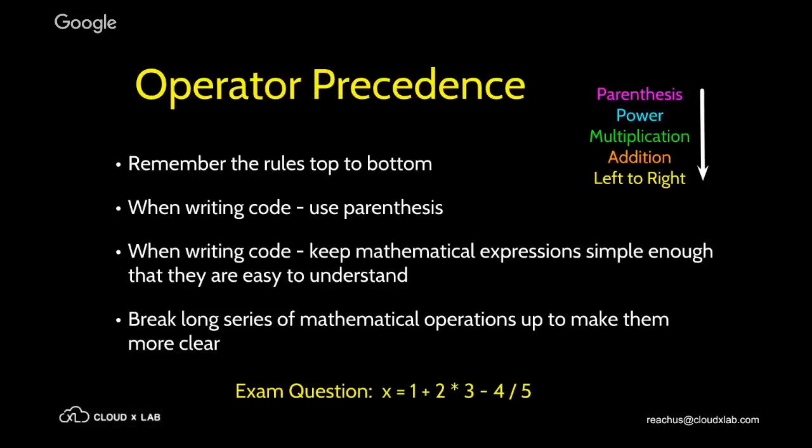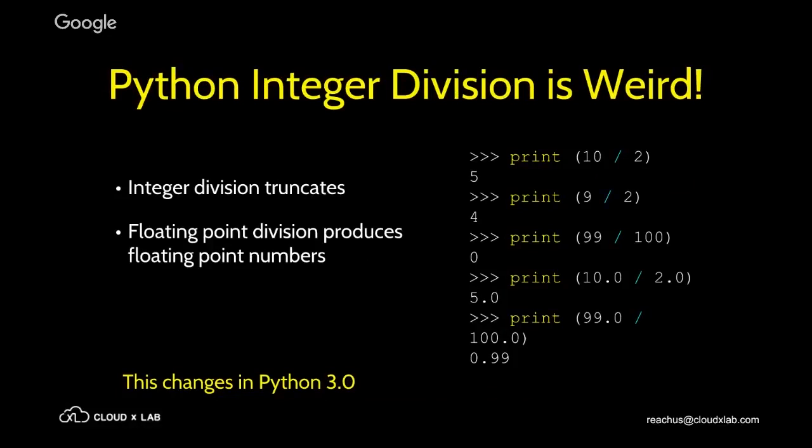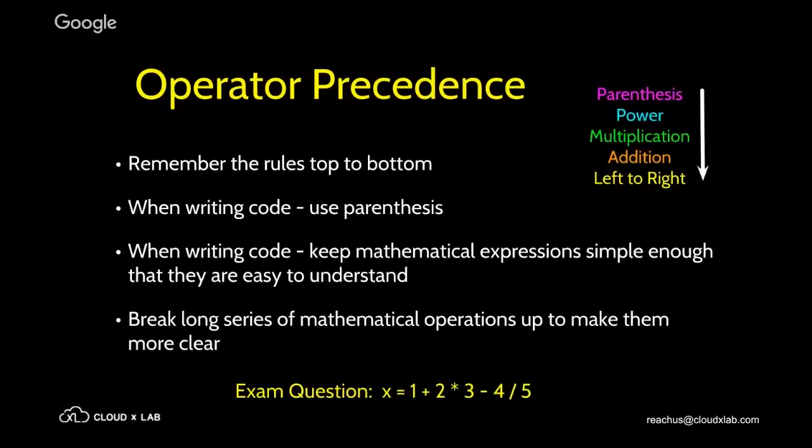All right. The important part is that at any point of time, if you are getting confused about operator precedence, use parentheses. Also, keep the mathematical expressions simple enough that they are easy to understand. Break long series of mathematical operations to make them clearer. All right. The similar thing would happen further as we go ahead when we talk about Boolean operators. Similar operator precedence will occur there. Again, the same rule applies: try to keep them very simple. Instead of stuffing all the expressions in a single shot, break them down into separate expressions.